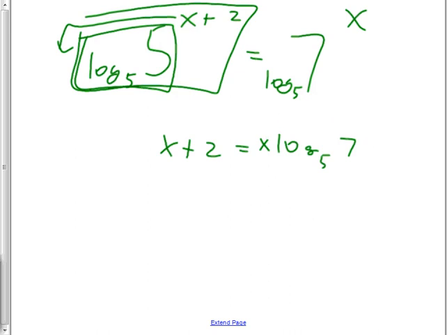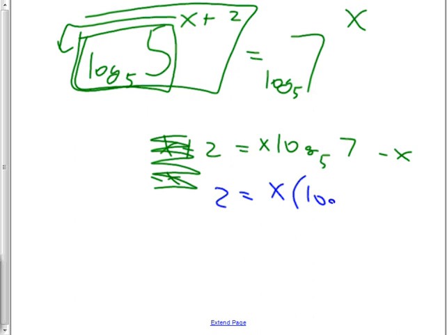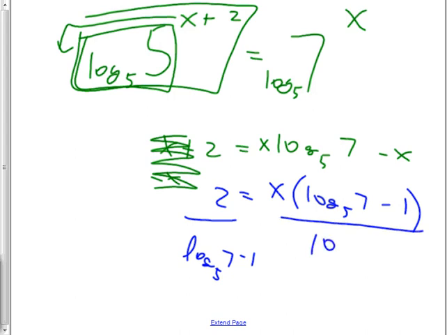There. Now, I've got x's that are on opposite sides. I got to get them both together. I'm going to subtract x from both sides, and that will get the x's all to one side. Now I'm going to go 2 equals. X gets factored out. If you can factor it, you should. And then I'm going to divide both sides by that, and I'll have x alone. I know, that was intense.